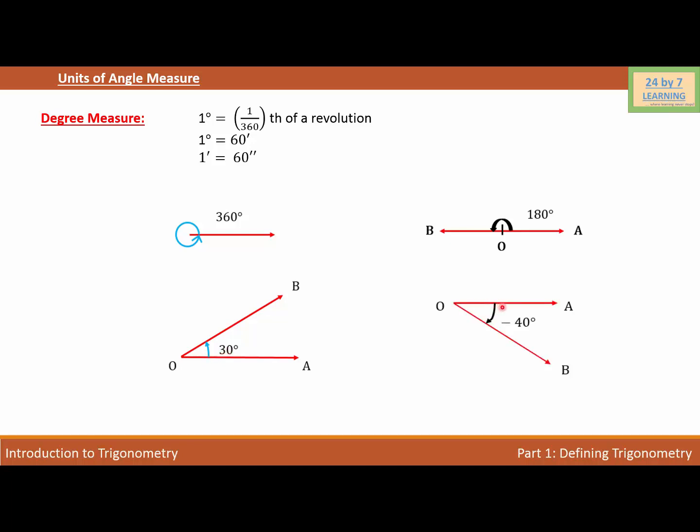In this picture, as you can see, OA and OB are meeting at point O, and we are measuring the angle in the direction of the movement of the clock, because this arrow represents the direction of the movement of the angle. So that angle will be a negative angle. So this angle is an example of negative 40 degree.